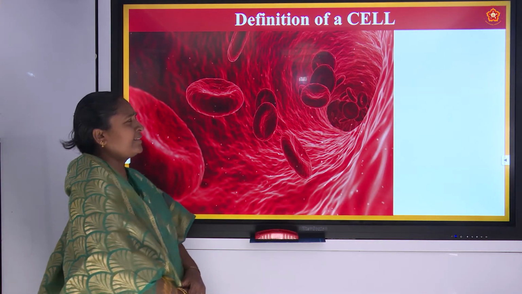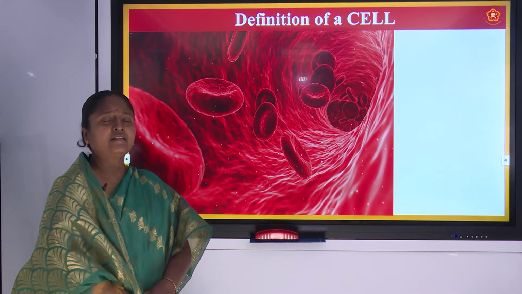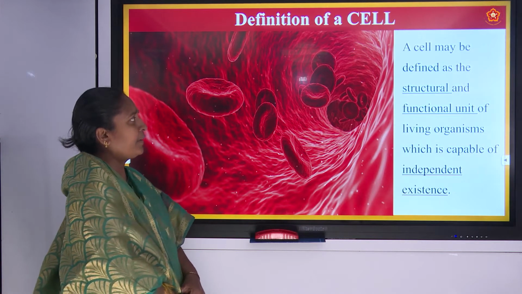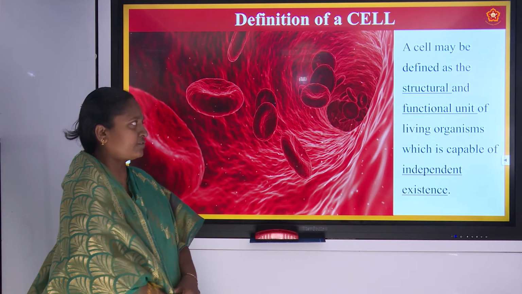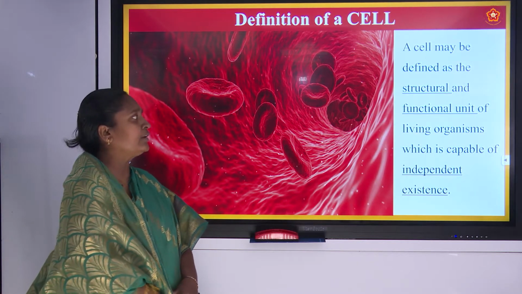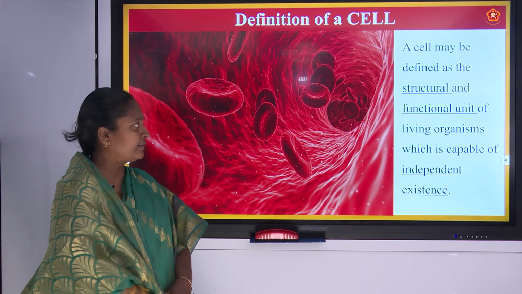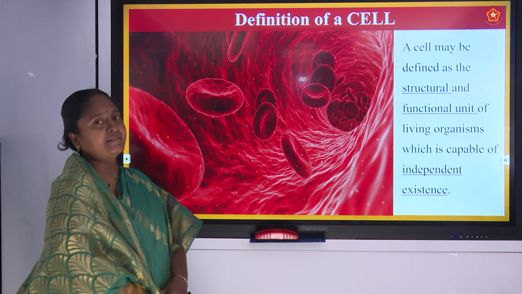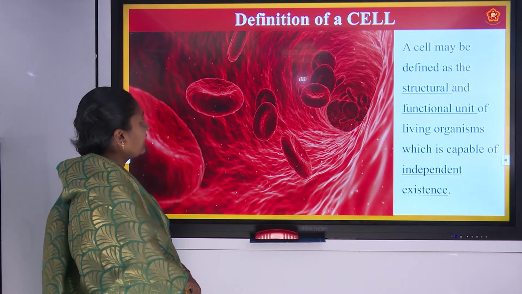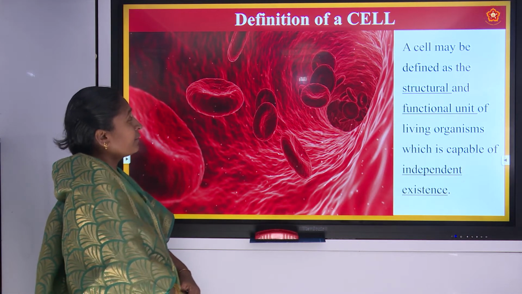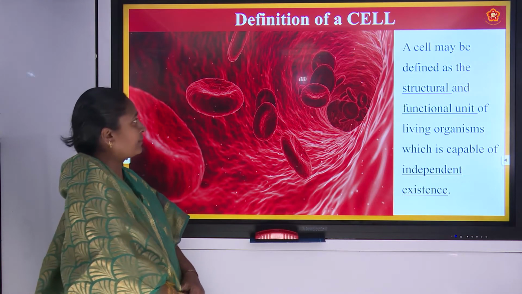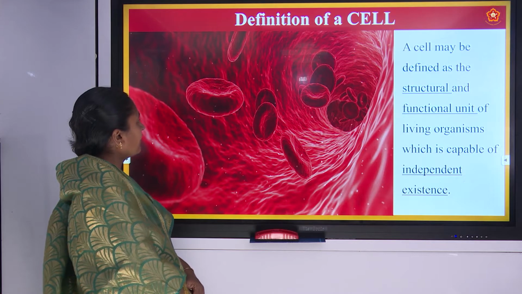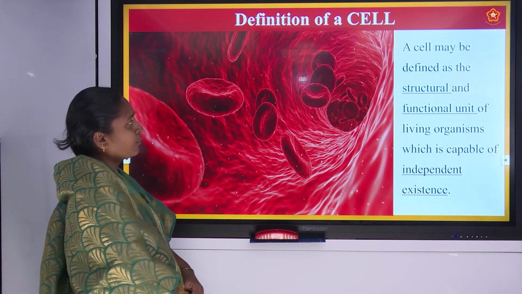So what is a cell? If a question is asked to define a cell, what can we write? The cell may be defined as the structural and functional unit of living organisms which is capable of independent existence. Here you can see red blood cells moving in the blood vessel. Inside the blood vessel, you can see so many red blood cells floating, right?